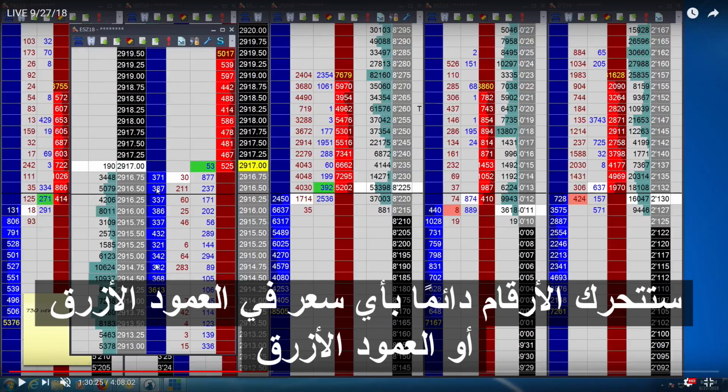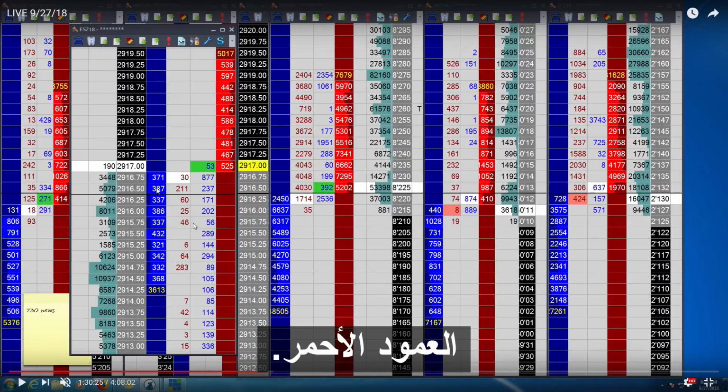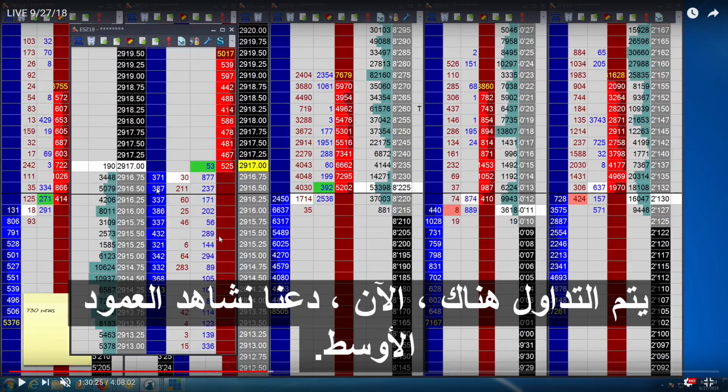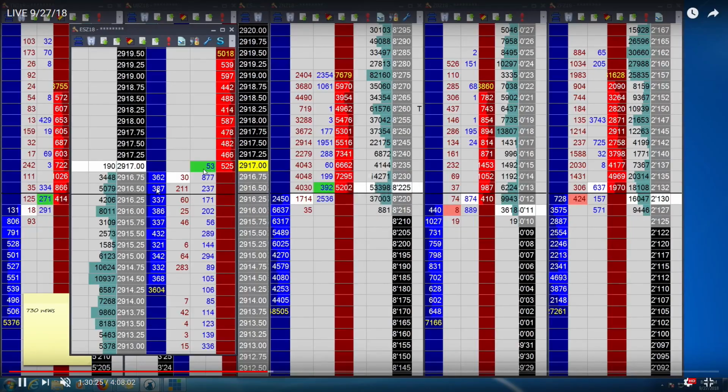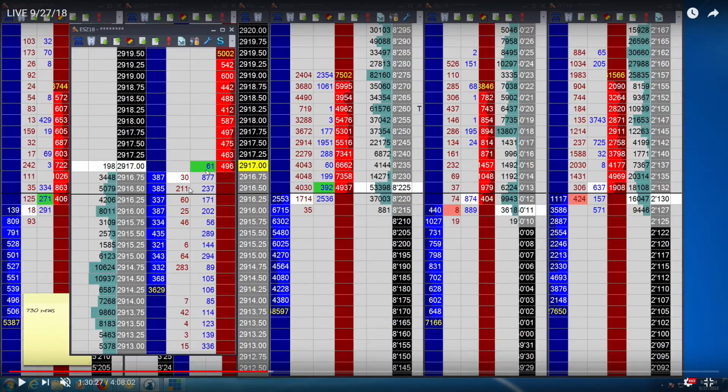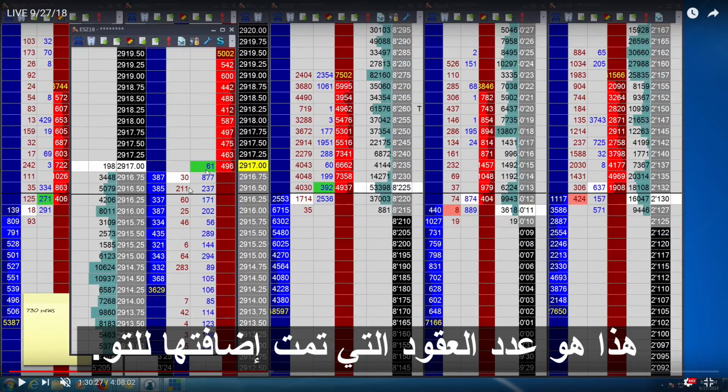The numbers will always move at any price in the blue column or the red column. However, the numbers only go up in the center columns if the market is trading there. Now, let's watch the center column. So you see it's 53. It went to 59. That's how many contracts have just been added.